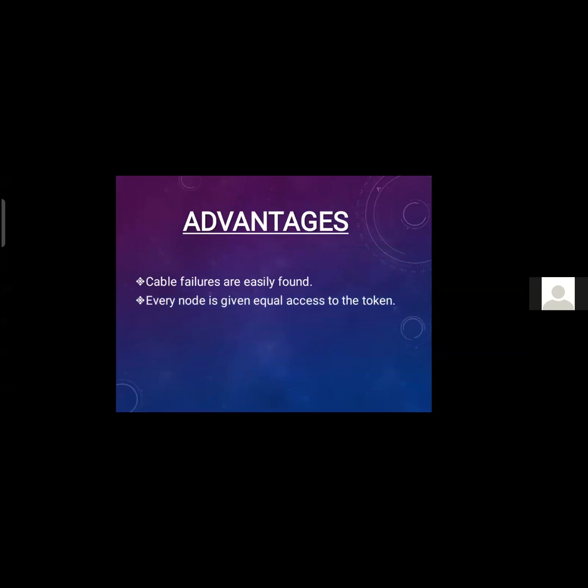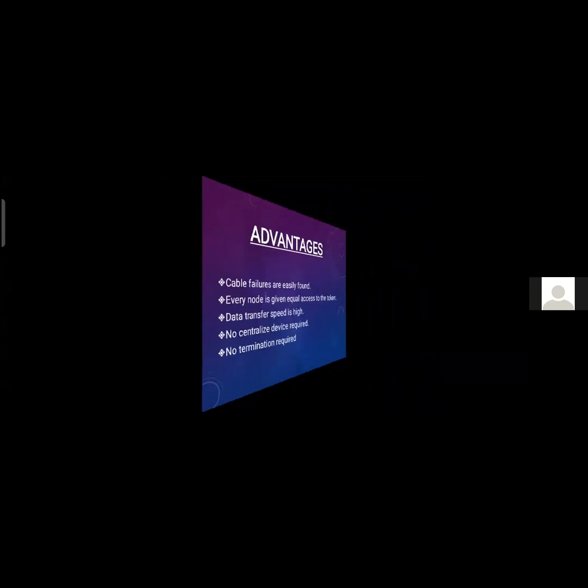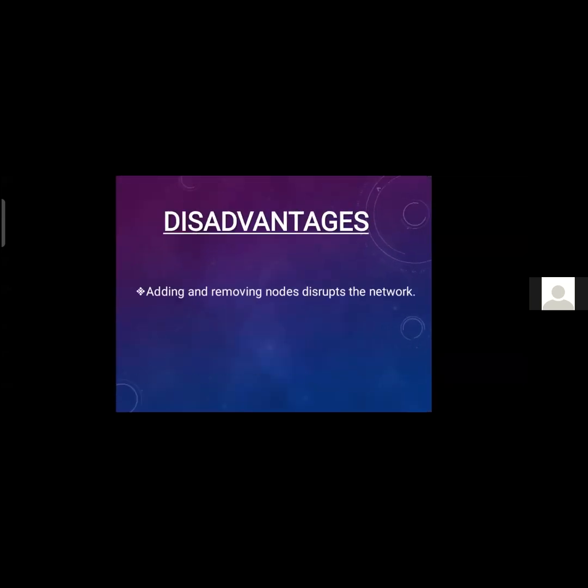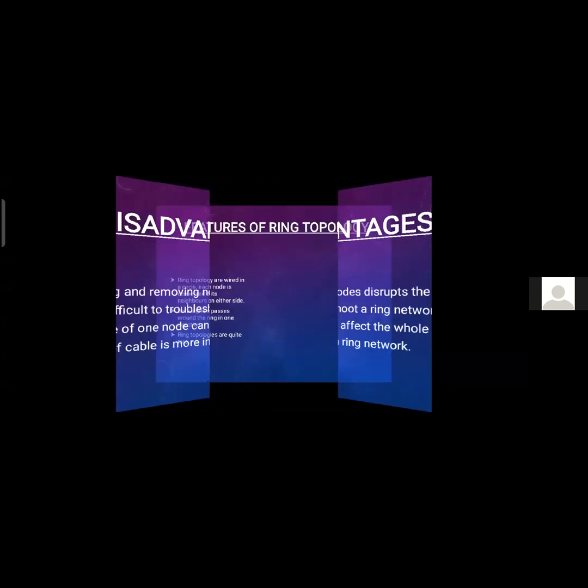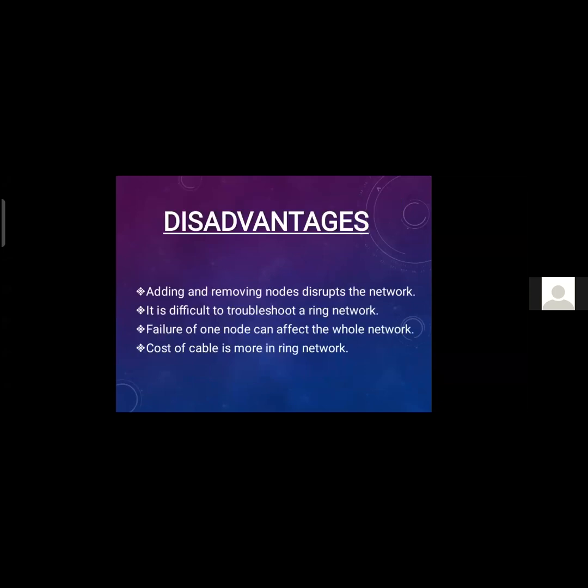Advantages. Cable failures are easily found. Every node is given equal access to the token. Data transfer speed is high. No centralized device required. No termination required. Disadvantages: adding and removing nodes disrupts the network. It is difficult to troubleshoot a ring network. Failure of one node can affect the whole network. Cost of cable is more in a ring network.